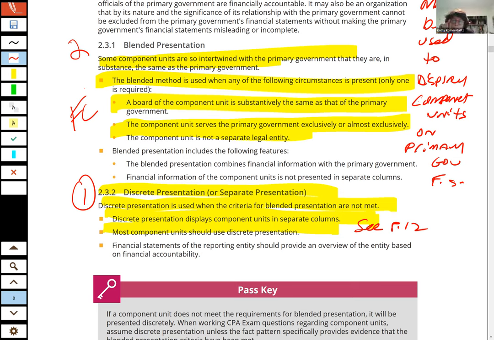So my question is, if this is a component unit, and it turns out to be a blended one, which fund does it get commingled with? Does its financial results end up being smushed into one of the funds?